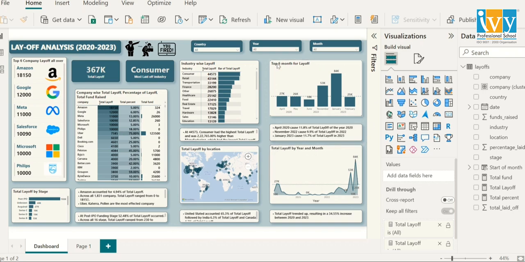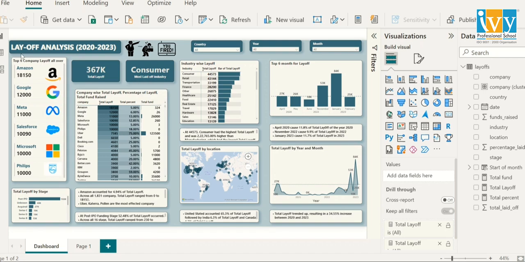Now this is the top 6 months from the past 3 years, which I have created using the filter function. Here you can see April, May, which are the COVID timing, and this is November 2022, January 2023. This is the highest month where most employees were laid off. This is the funding stage of these companies, where most companies laid off their employees in the post-IPO funding stage.